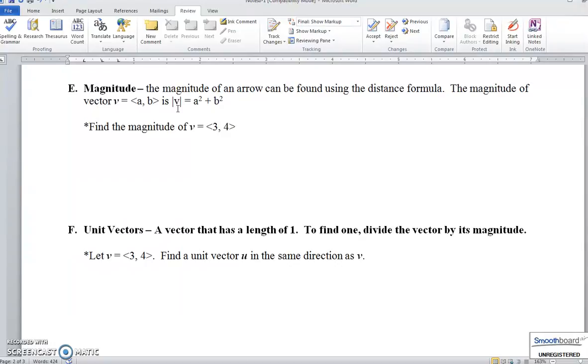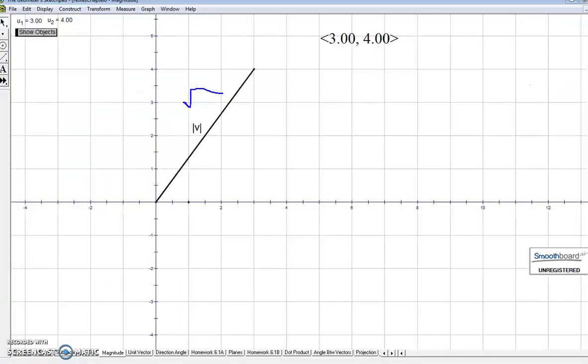It's not going to equal a squared plus b squared. It's going to equal the square root of a squared plus b squared. It's basically using the distance formula or kind of the Pythagorean theorem to figure that out. So in our opening example, we want to find the magnitude of vector 3 comma 4. Just to show you a very quick picture, we'll leave the square root symbol up there for right now.